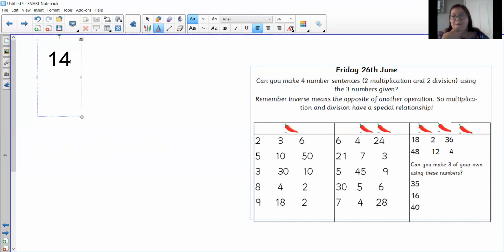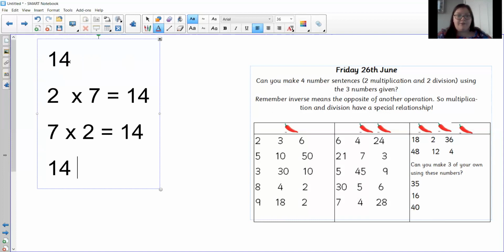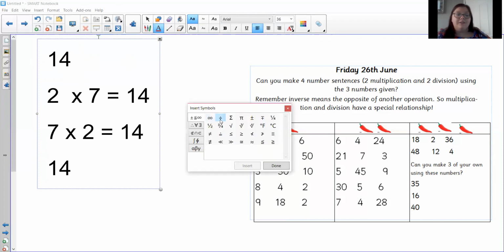So I'm thinking of times tables that might make 14, or I could use 14 as part of that times table. I'm going to do this one, where I know 2 times 7 equals 14. And again, swapping those numbers round, 7 times 2 equals 14. And then doing the division, we begin with our biggest number, 14. I need to insert a symbol here. 14 divided by 7 equals 2.